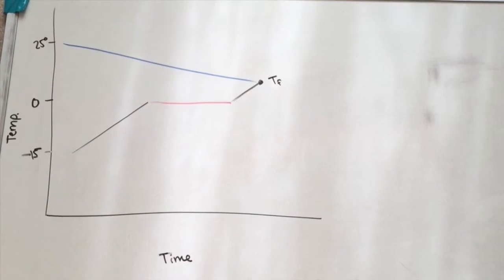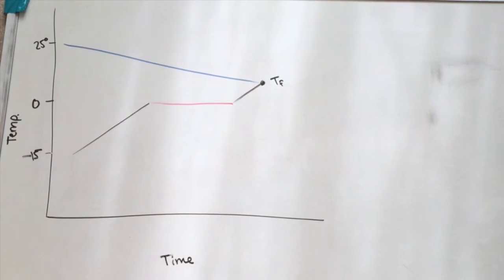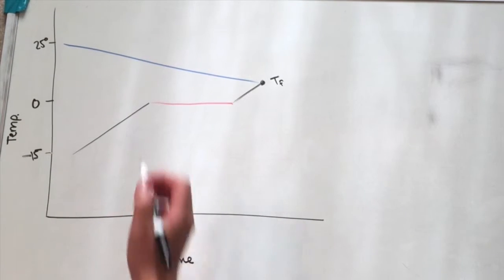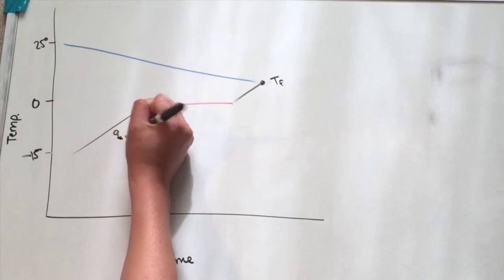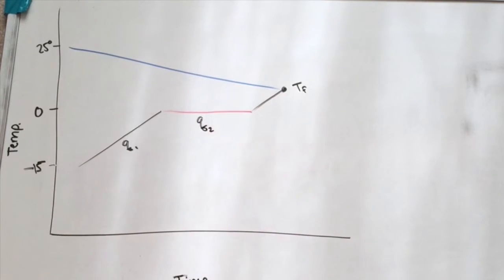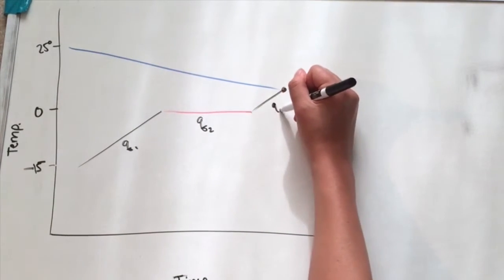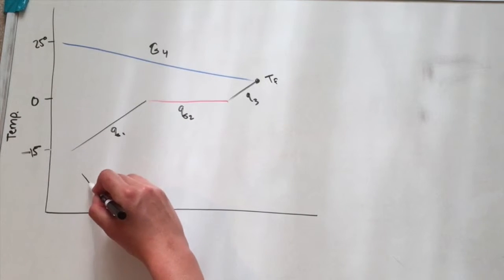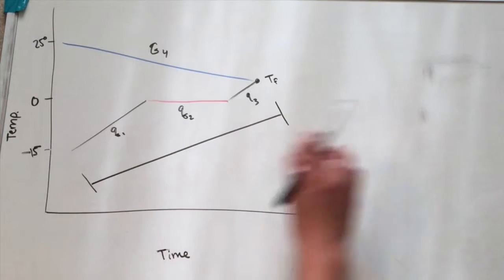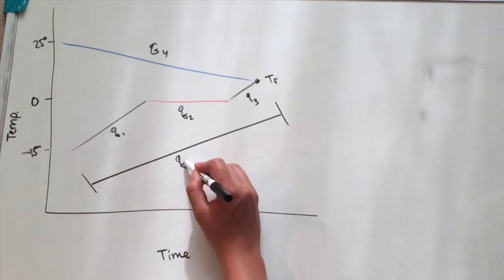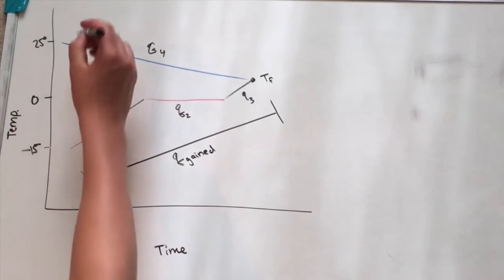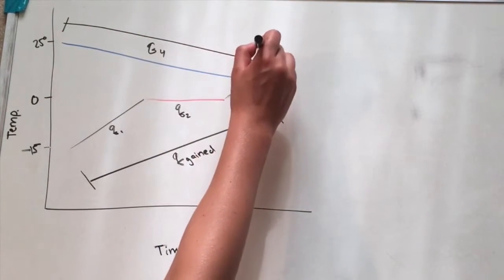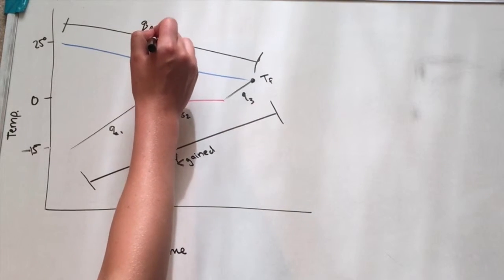Well, once again, the easiest way is to break things down and make calculations for each of the sections on the graph. So we'll go ahead and label them Q1, Q2, Q3, and Q4. Since these 3 sections collectively slant upwards, we can call that Q gained. And since Q4 is slanting downwards, we'll call that Q lost.